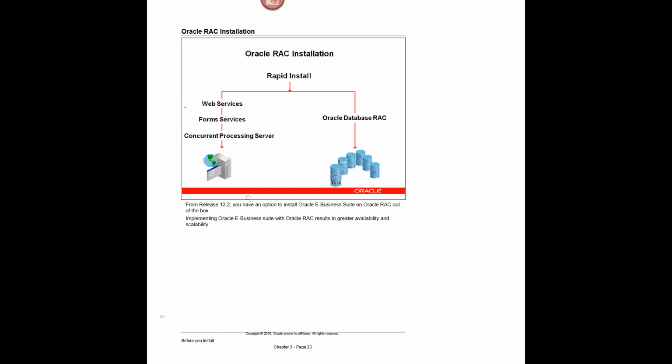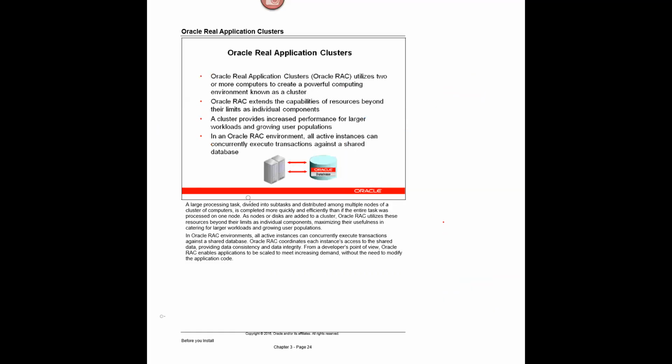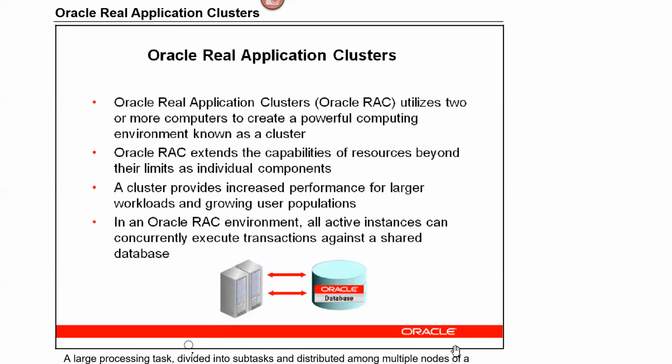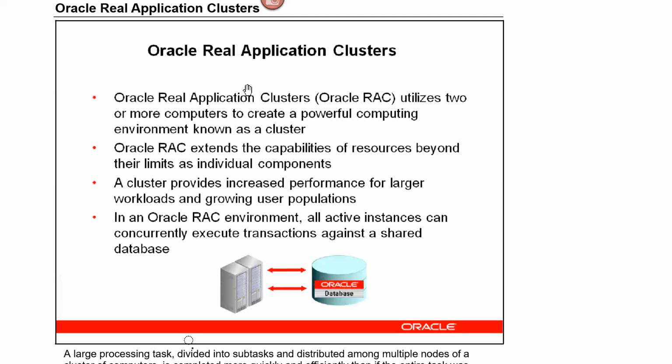Sometimes you may have the application tier, web, forms, and concurrent processing server in one node, and an Oracle database RAC. It could be 1 node, 2 nodes, or any number of nodes you can have. So that is a little more complex installation. Here he has given a small introduction to Oracle Real Application Clusters. You may ask me a question: is RAC important? It's better you know this.